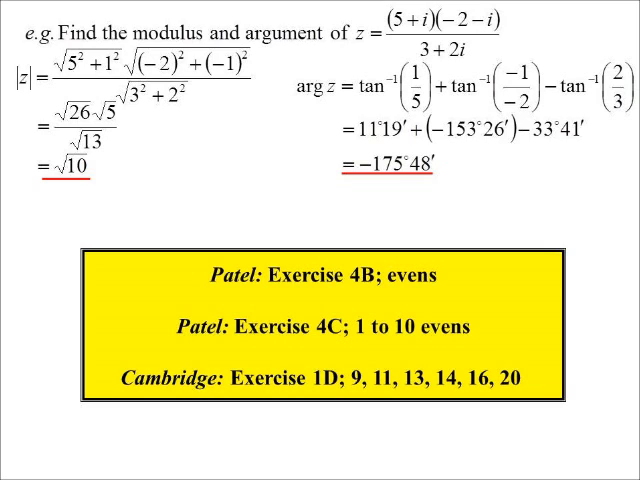Okay. So, I've picked out a few here. In Pearson, we've got the evens in 4B. In 4C, 1 to 10, also the evens. And in our pseudo-Cambridge, 9, 11, 13, and so on in 1D.